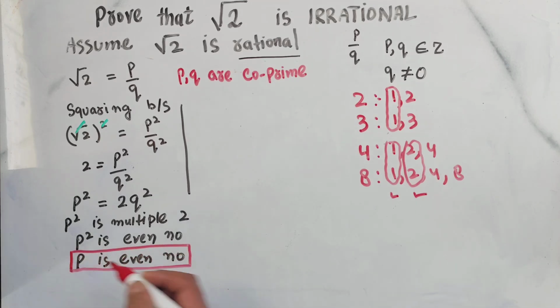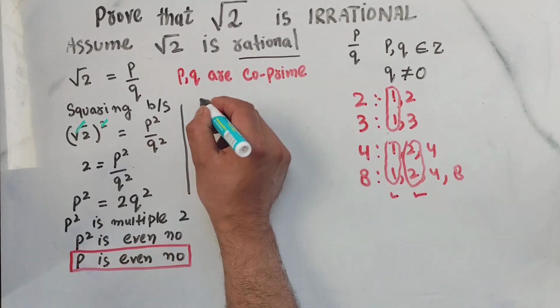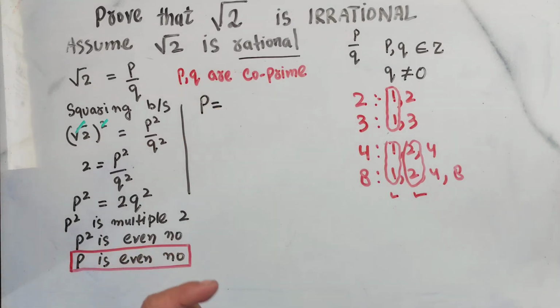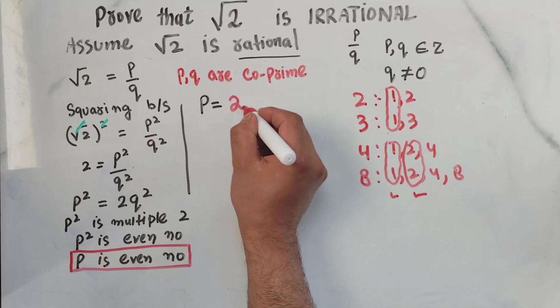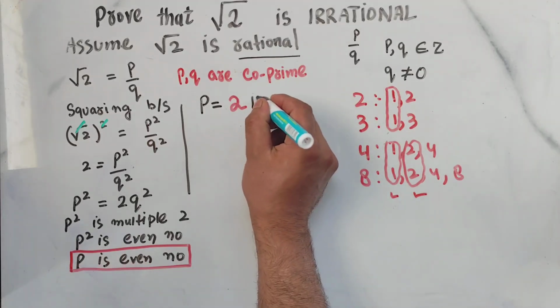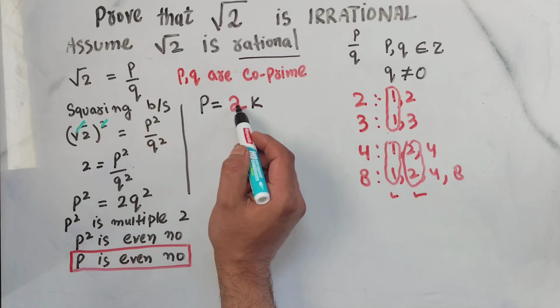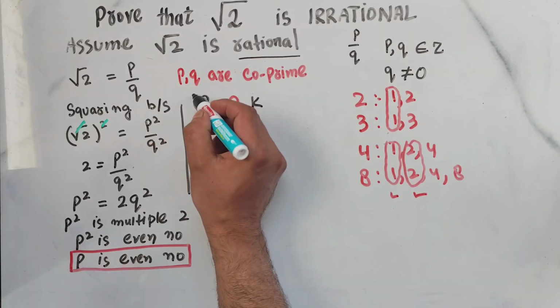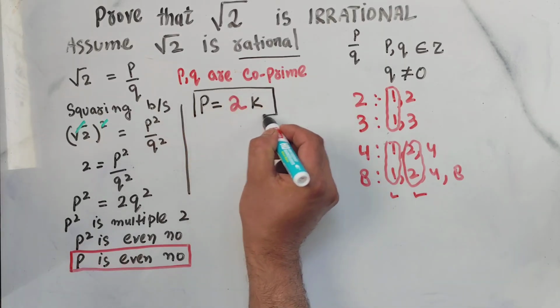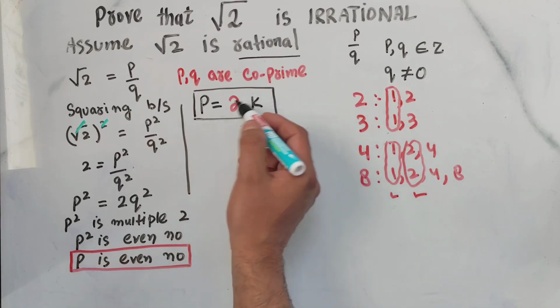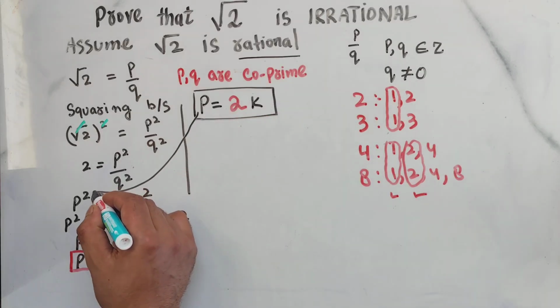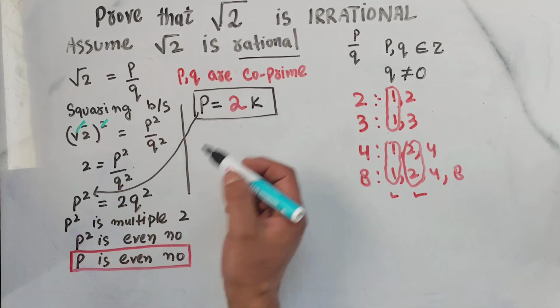Okay, so let us remember this. Now we plug in: if p is an even number, let us suppose p can be written as a multiple of 2, so let us say 2 times k. If p is an even number, that means p can be written as a multiple of another number k. Now we plug the value p equals 2k into this equation. So in place of p, we have (2k) square this time.